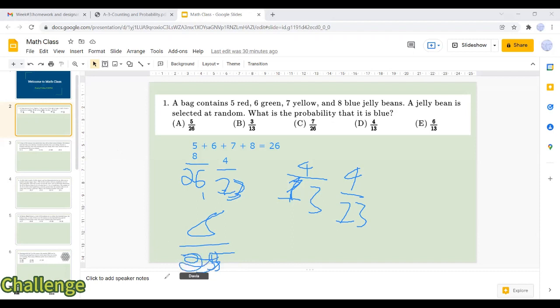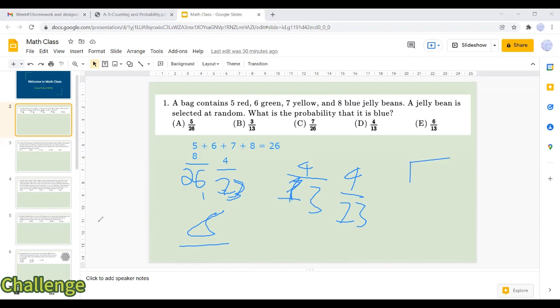Okay, yeah, you're right about the denominator. So if you take away a jelly bean, 25 is the total amount of new jelly beans left. And the top number would be actually 7, because if you take away a blue jelly bean, then you'll only have 7 blue jelly beans to choose from. That was my bad.